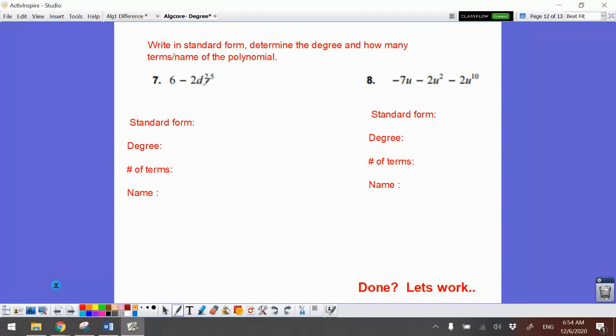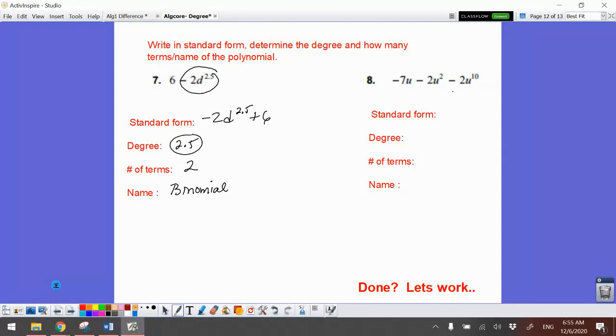So I've got 6 minus 2d to the 2.5. So this is not in standard form because this would need to go first. So negative 2d to the 2.5 plus 6 is going to be my standard form. My degree, I only have 1 power. That's a 2.5. There are 2 terms, and this is going to be a binomial.